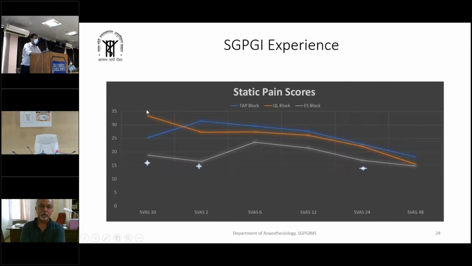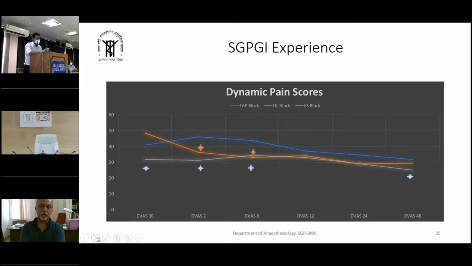The QL group reported maximum static pain at 30 minutes, but apart from that, the static pain scores of the QL group were lesser than the TAP. When we talk of statistical significance, we found that the erector spinae group reported significantly reduced pain numbers. I'm sorry, my cursor seems to get lost. The erector spinae group reported significantly reduced static pain scores at 30 minutes, 2 hours, and 24 hours.